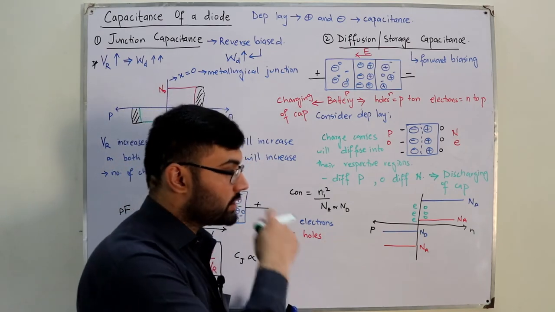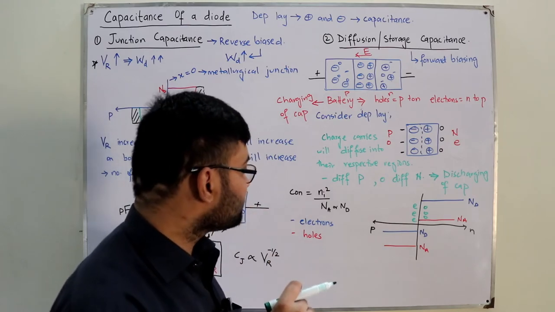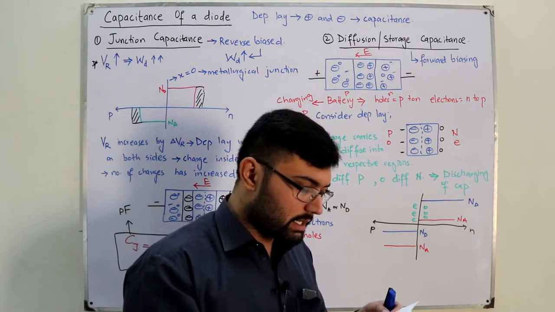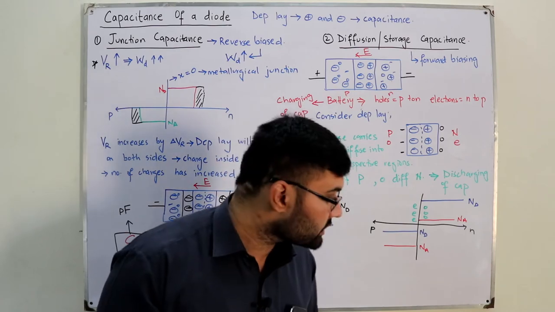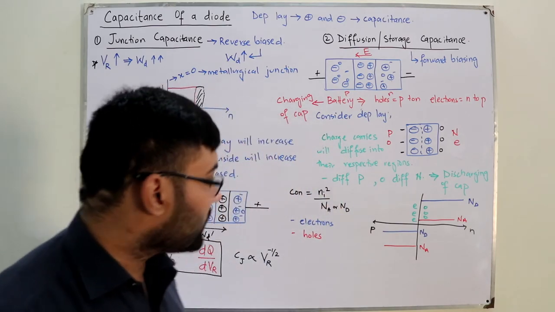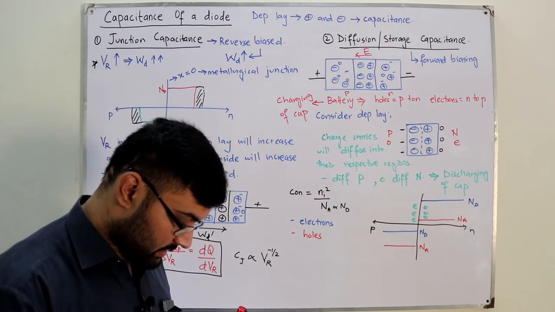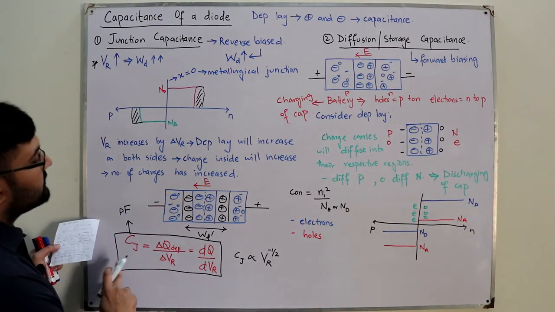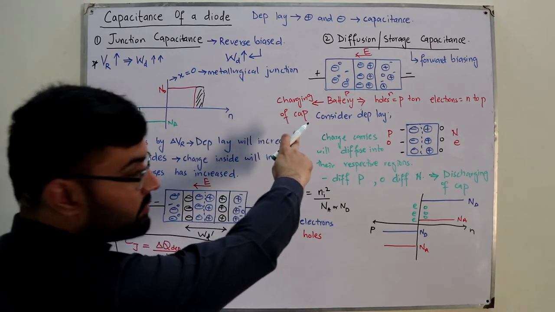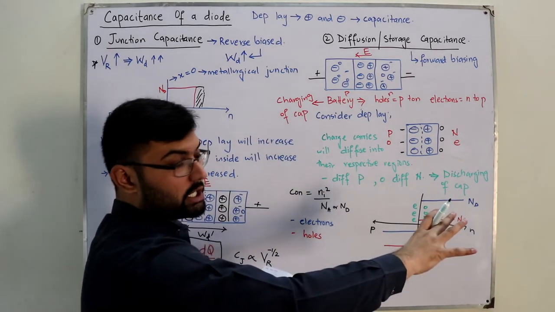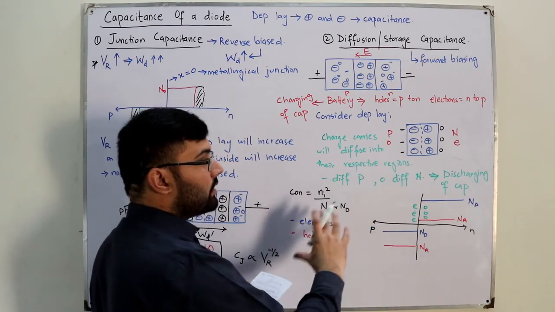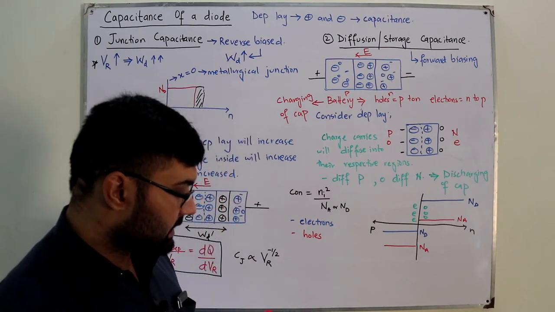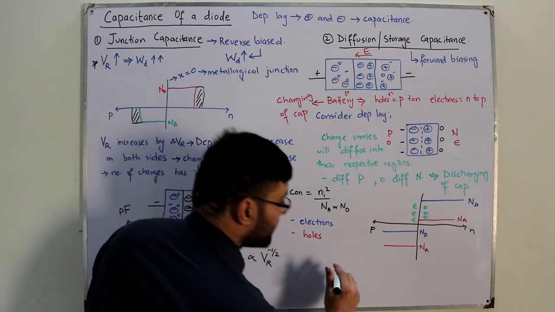Now due to diffusion, if the concentration has increased, they would try to go to a lower concentration area. So they will move from a higher concentration to a lower concentration due to the process of diffusion, and this would be called the discharging of the capacitor. Right? So electrons and holes cross the region. That is the charging of the capacitor, and when they diffuse into the region and recombine, that is called the discharging of the capacitor.